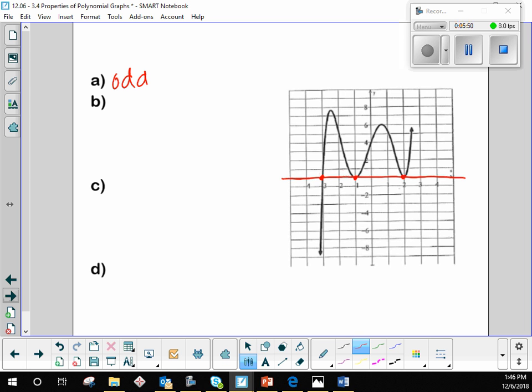So I'm just going to write those. I'm not necessarily writing them in factored form. I'm just going to list what they are. This 0 right here is a -3. That one is -1, and that one is 2.